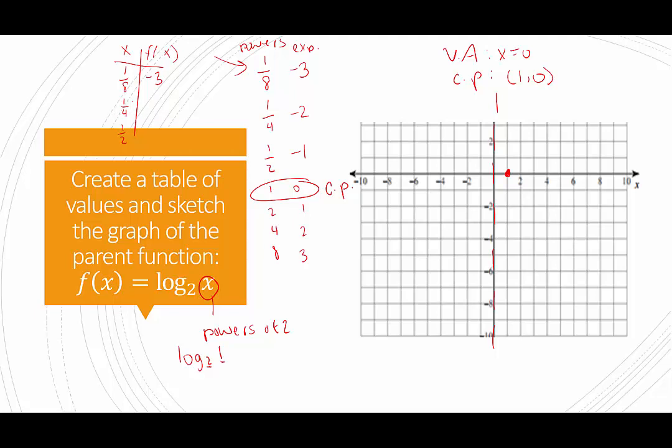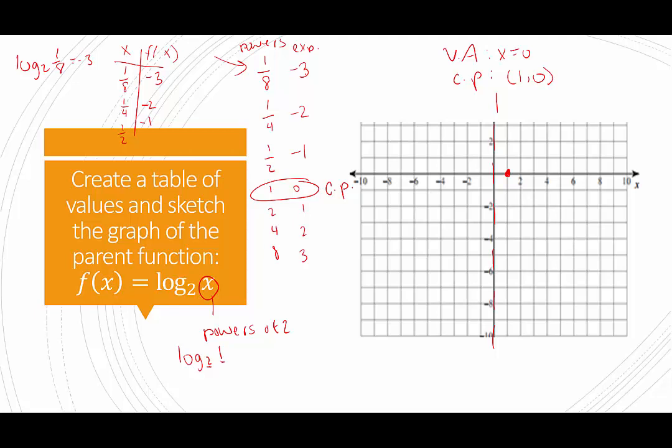So with this logarithm, log base 2 of 1/8, where 1/8 is x, is equal to -3. If we have an argument of 1/4, that means we had -2. If we have an argument of 1/2, that means we have -1. That's just going back to the table that I originally created to help guide me. Okay, so those are some values in between the vertical asymptote and the critical point.